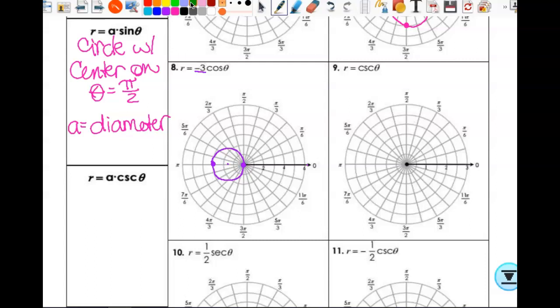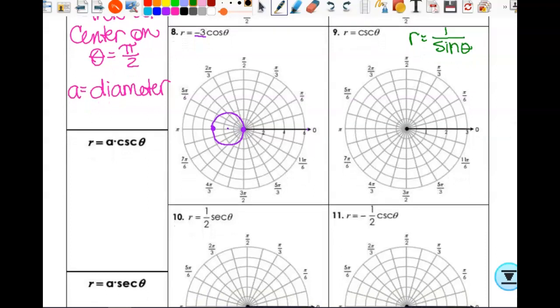Okay, so then I have r equals cosecant theta. What is cosecant the reciprocal of? Sine. So I can have r equals 1 over sine theta. Okay, so let's plot some points and think about what's happening here. So let's substitute in 0. What's the sine of 0? 0, and then 1 over 0 is undefined, right? So can't do anything with that. What's the sine of pi sixths? 1/2. I take the reciprocal and I get 2.